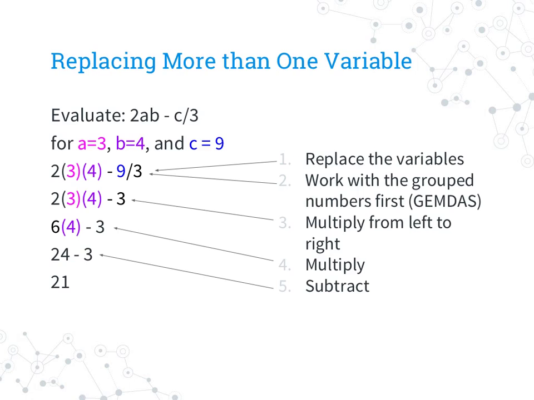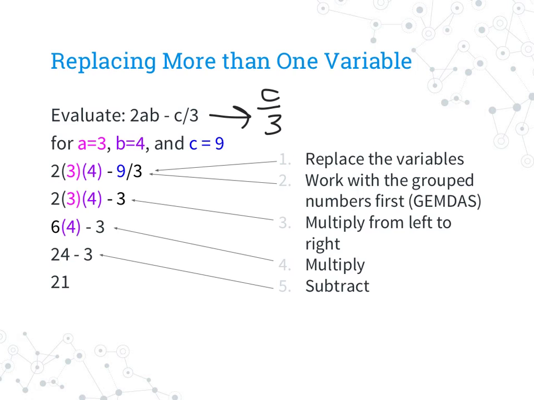Here we have the expression 2ab minus c over 3. And that last part might be a little bit confusing, but you can think of it like this. C over 3. It's the same thing. C divided by 3, C over 3, same thing. And it tells us that A is equal to 3, B is equal to 4, and C is equal to 9. So wherever we see these variables, we are going to plug in their numbers and then chug them out.